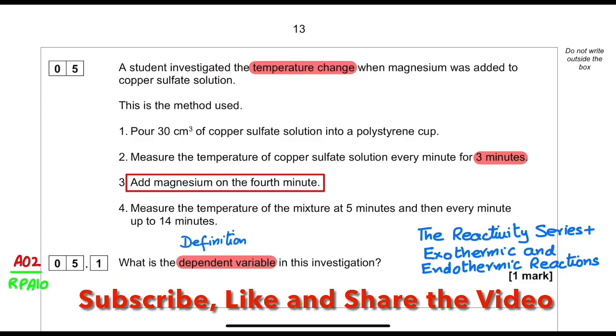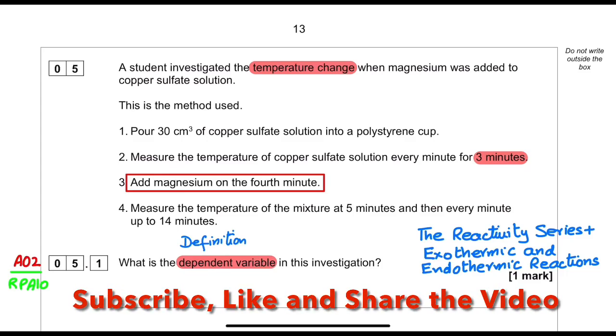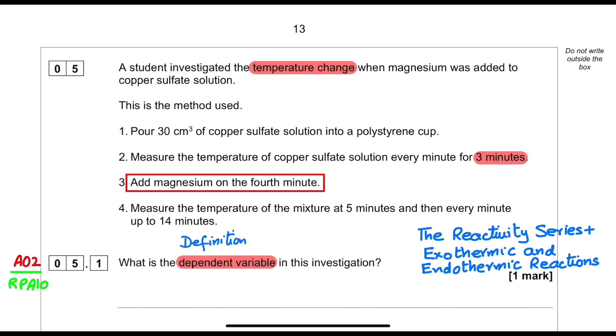Question number 5. A student investigated the temperature change when magnesium was added to copper sulfate solution. This is the method used. Step number 1. Pour 30 cm cube of copper sulfate solution in a polystyrene cup.